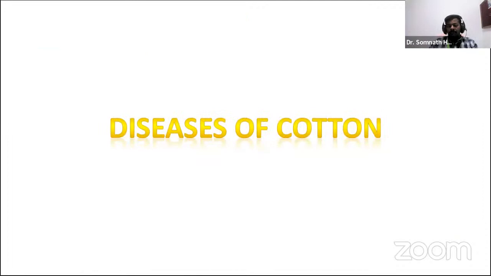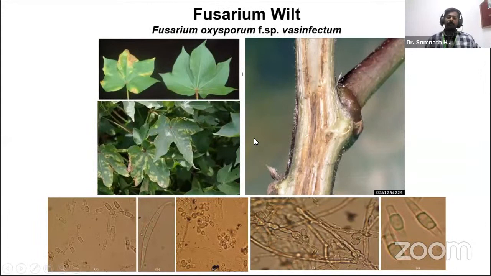So now we will go to the diseases of cotton. We will quickly complete the diseases of cotton; we will not go into detail, so we can just see the pictures. So this is the Fusarium wilt. You can see the Fusarium wilt infected cotton split into two parts, and we can see the brown discoloration inside the xylem portion. These are the symptoms of the Fusarium wilt in cotton.